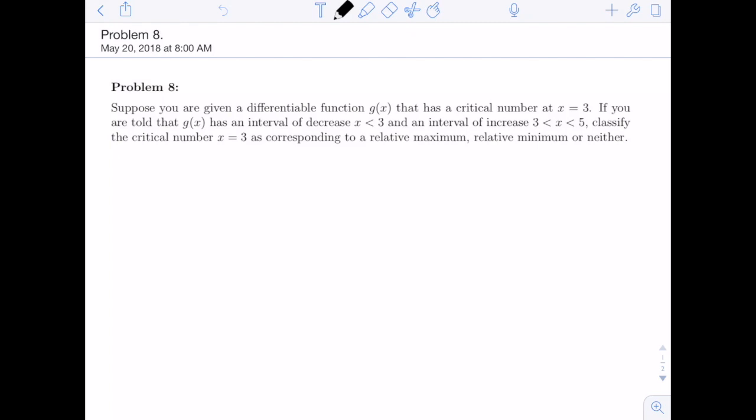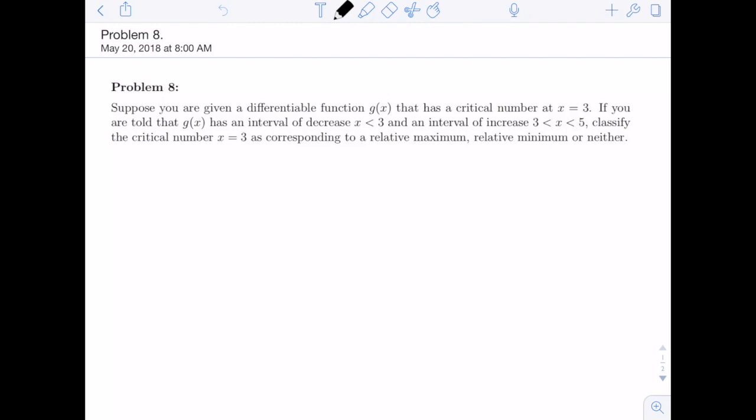For problem 8, it's actually a very short problem. Suppose you're given a differentiable function g that has a critical number at x equals 3. If you were told that g has an interval of decrease to the left of 3, so x less than 3, and an interval of increase to the right of 3, but less than 5, classify the critical number 3 as corresponding to a relative maximum, relative minimum, or neither.